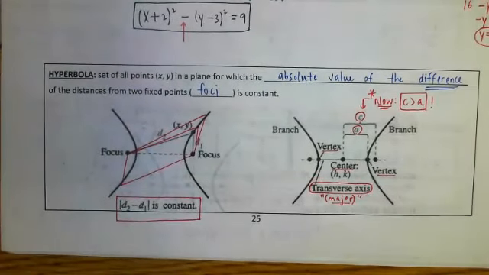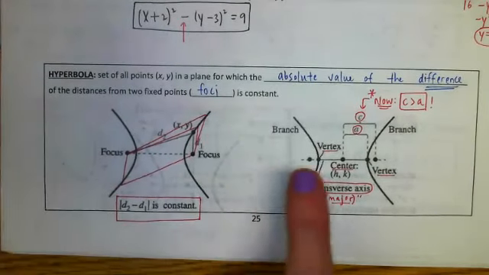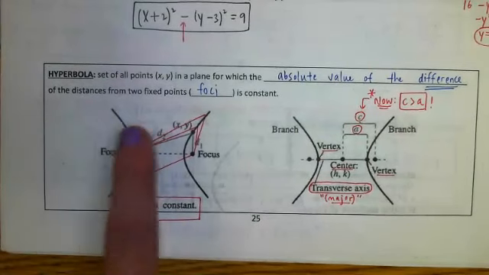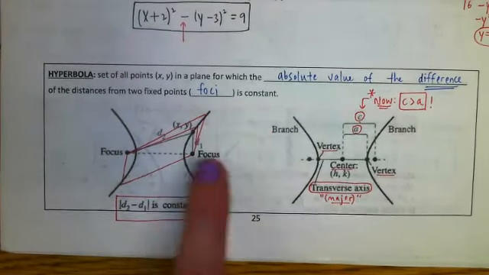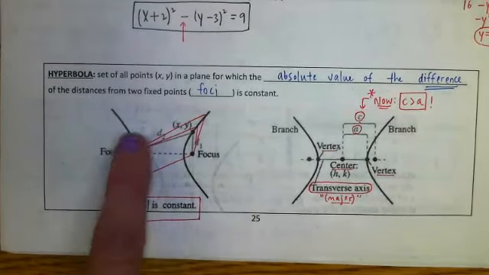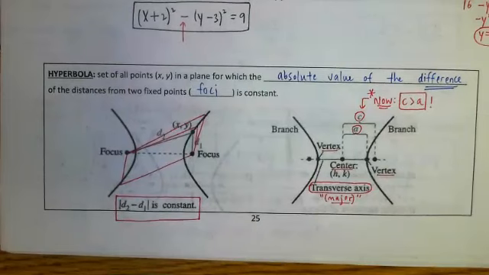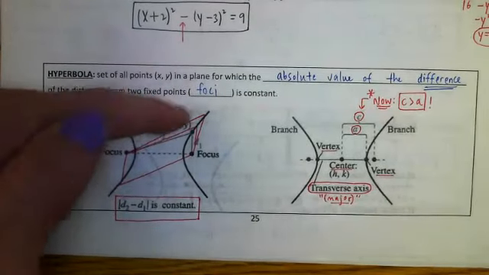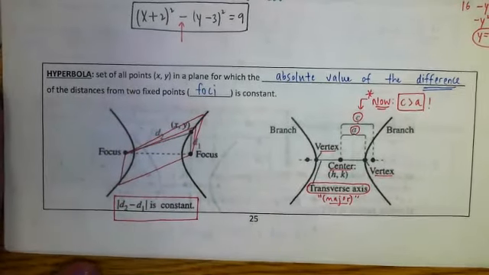How you define a hyperbola: a set of all points in a plane for which the absolute value of the difference of the distances from two fixed points, the two foci, is constant. Think back to an ellipse, right? In an ellipse, the foci were on the inside, and the sum of the distances from a point to those two focus points was constant. Here, we're talking about the difference between this length and that length being constant along the hyperbola to help generate that shape.